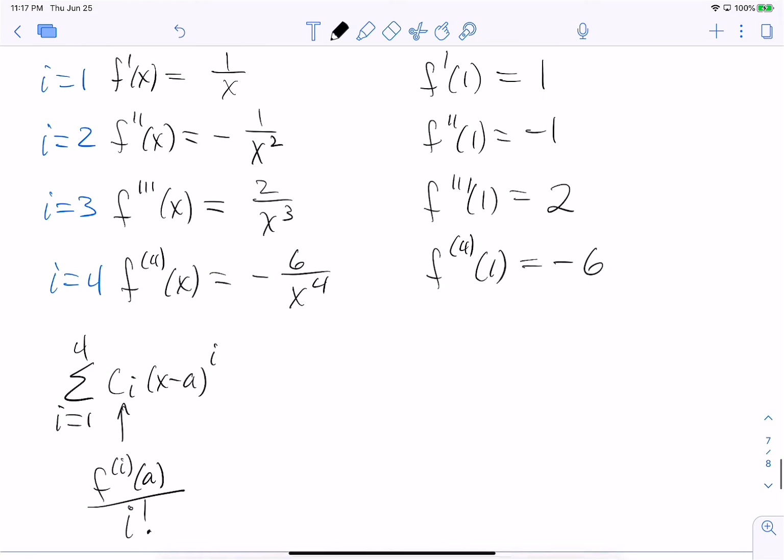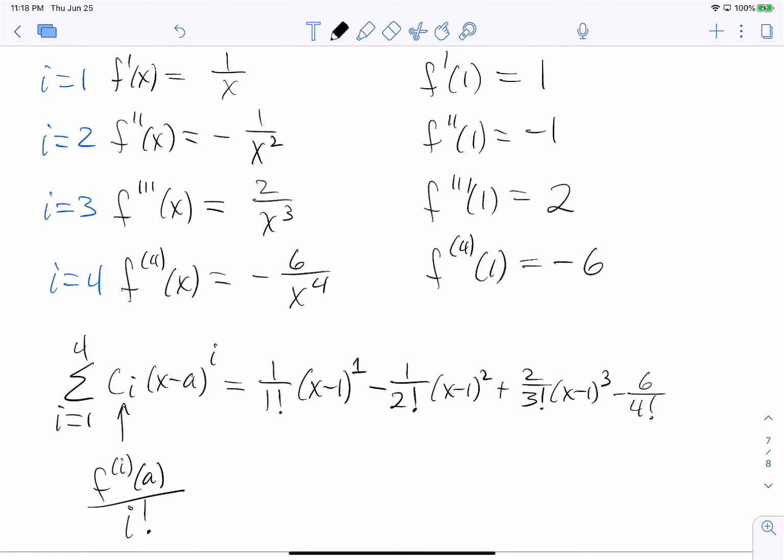Now in this case, starting at i equals 1, we have 1 over 1 factorial. That's 1 from f prime of 1 equals 1, and then 1 factorial because i equals 1, times x minus 1 to the first power. Let me make sure that looks like a 1 and not a derivative. Of course, we're not going to write that in our final answer. Minus 1 over 2 factorial times x minus 1, the quantity squared, plus 2 over 3 factorial times x minus 1, the quantity cubed. We're using these coefficients that we got from the derivatives, divided by i factorial times x minus 1 to the i. Minus 6 over 4 factorial times x minus 1 to the fourth power.